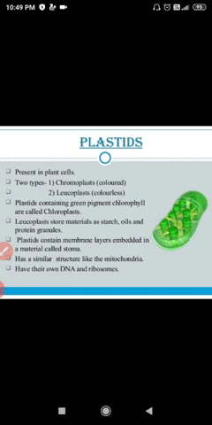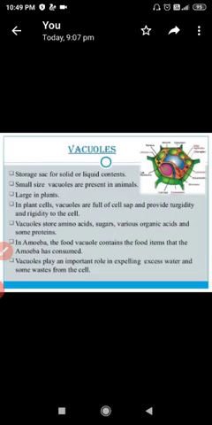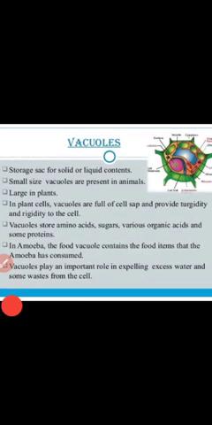Now go for the next. The next is vacuole. This is the last one. This is the storage sac for solid or liquid content. Small sized vacuoles are present in animals, whereas large sized vacuoles are present in plants. In plant cells, vacuoles are full of cell sap. Sap means cavity. And they provide turgidity and rigidity to the cell. Turgid means tough, and in the same way rigidity to the cell.